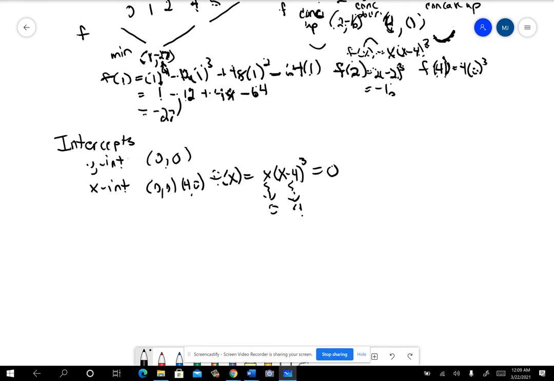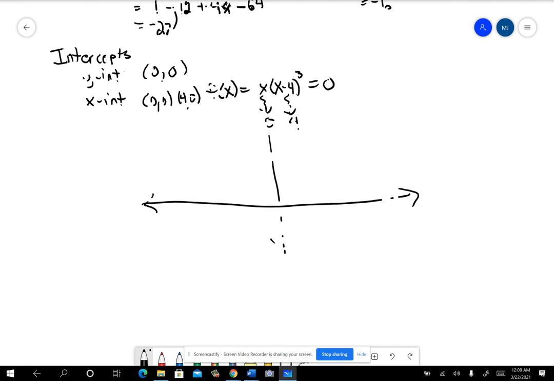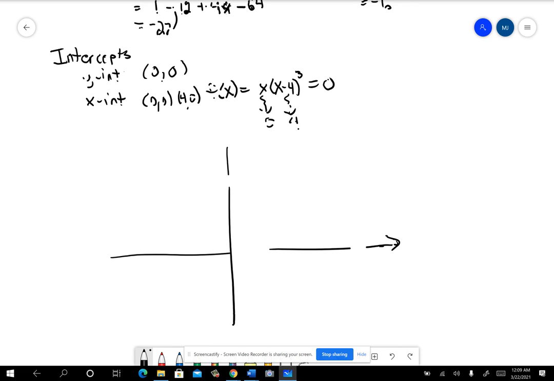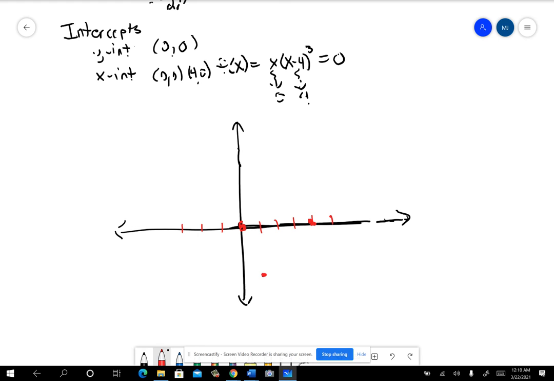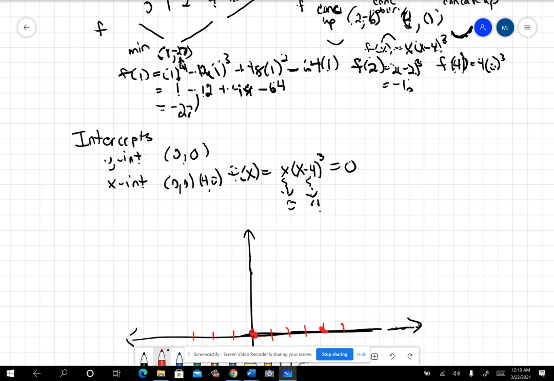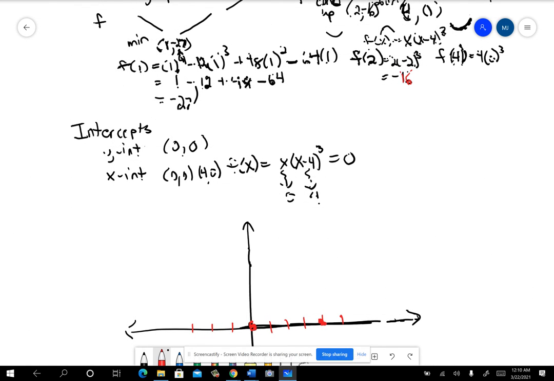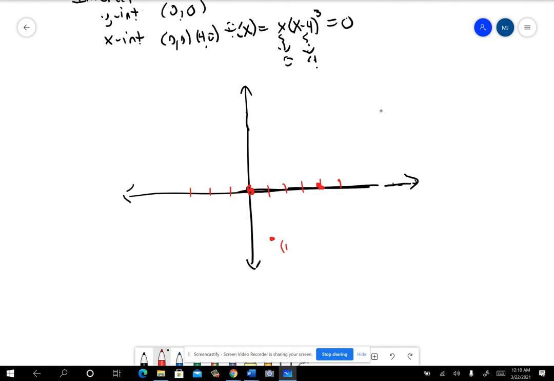And then finally we sketch it, and then we can use our graphing calculators or Desmos to see graphically what it is. We just did it analytically. Okay, so the y-intercept is (0, 0), and then over here at (4, 0). Then we had a minimum value at (1, negative 27), so let me put it down here somewhere. Then we had (2, negative 16). This was a negative 16 right here.